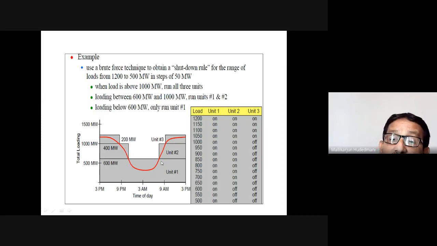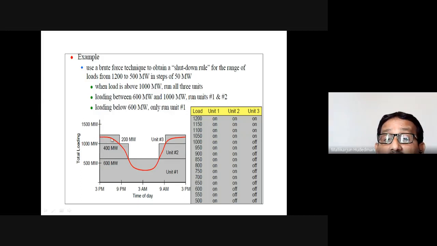And the load is rising here. You can see load is rising up to 600, 1 alone. And at 600, it is still rising, 1 cannot, 1 and 2 together. It's like building blocks. Then again 2 can meet load with 1 up to 1000. More than 1000, 3 must be combined.